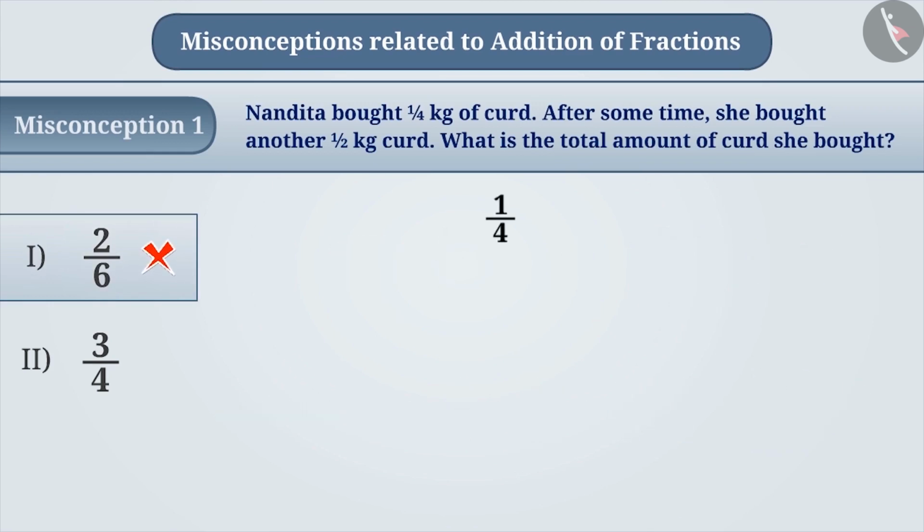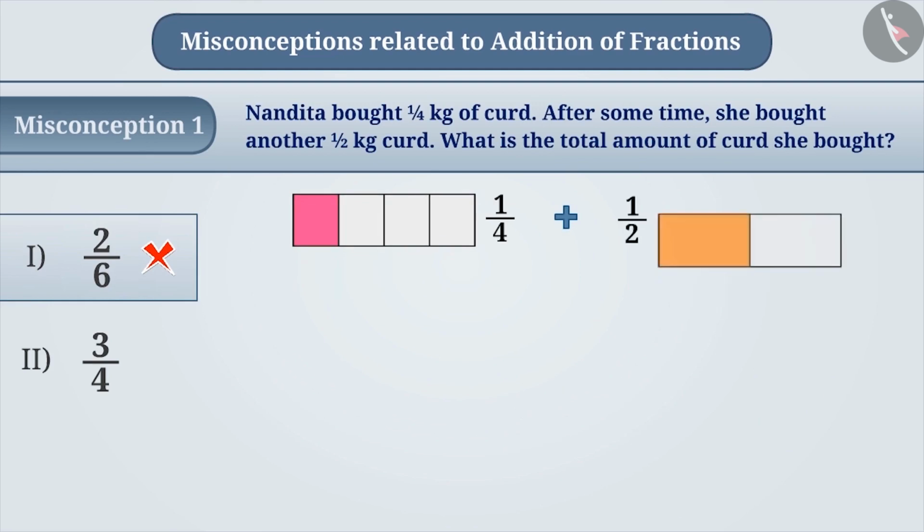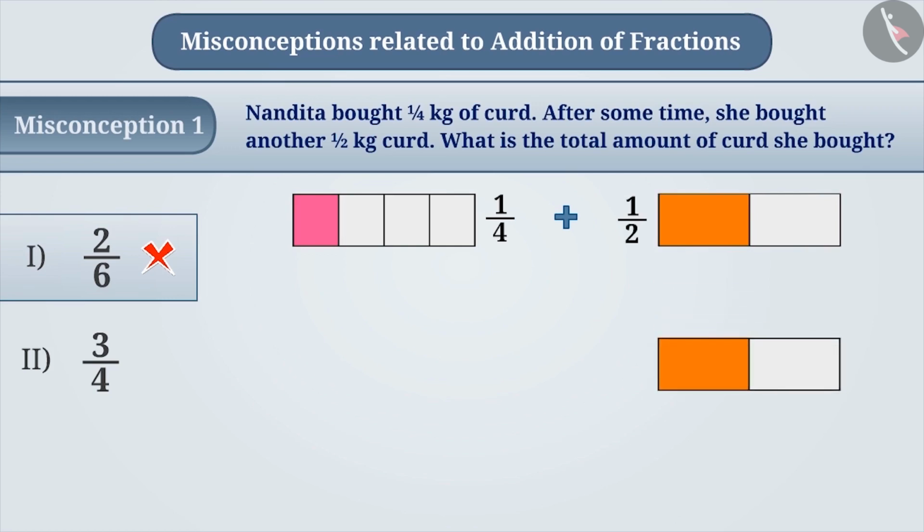We can represent 1 by 4 like this. Similarly, 1 by 2 is represented like this. The size of the parts is not equal in both the figures. In order to make the size of the parts equal, we will divide each part of this rectangle into 2 equal parts. By doing this, we will get the equivalent fraction of 1 by 2 as 2 by 4.